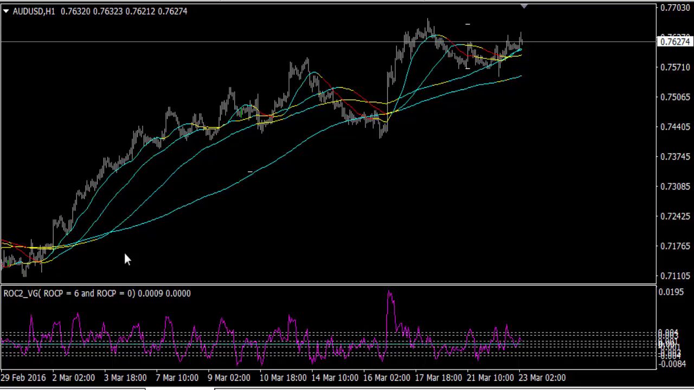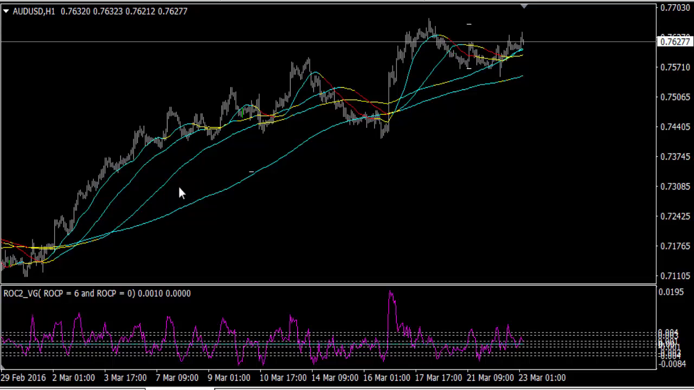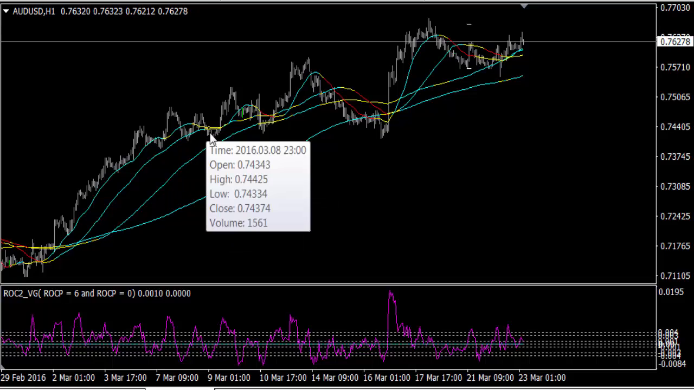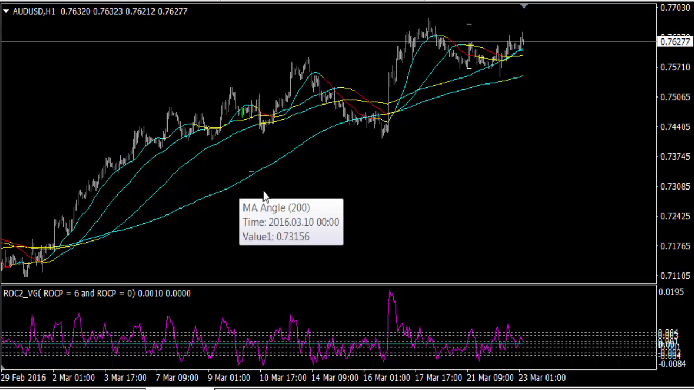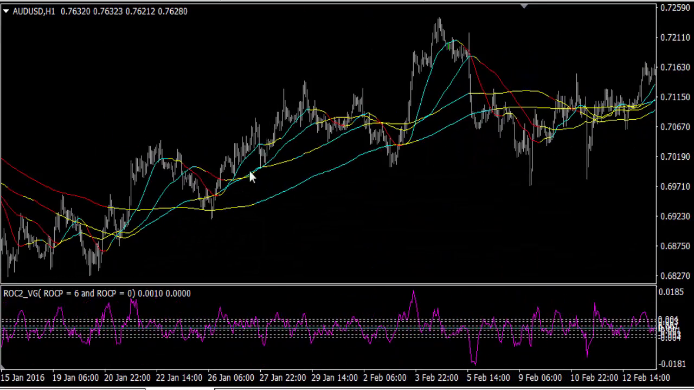Okay, indicators, my favourite. Here's a chart here, right, of the Aussie US. Now, every trader should have four simple moving averages on their chart. One being a 200, 100, 50 and 20. And you can see typically that price bounces off them all the time.